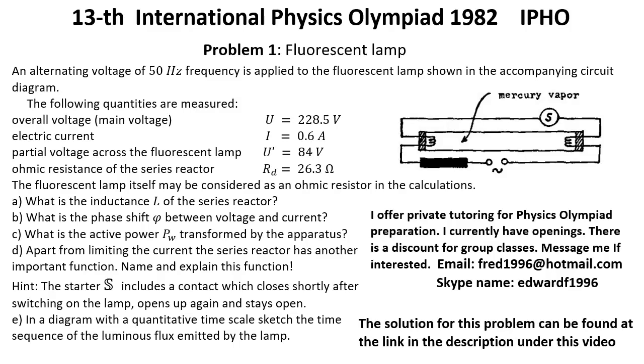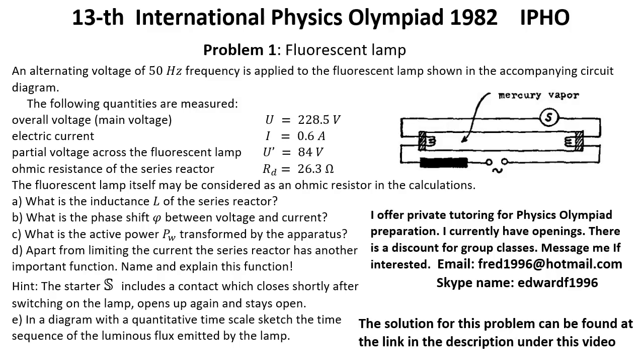Overall voltage, main voltage, U equal 228.5 volt. Electric current, I equal 0.6 ampere. Partial voltage across the fluorescent lamp, U prime equal 84 volt. Ohmic resistance of the series reactor, RD equal 26.3 ohm. The fluorescent lamp itself may be considered as an ohmic resistor in the calculations.